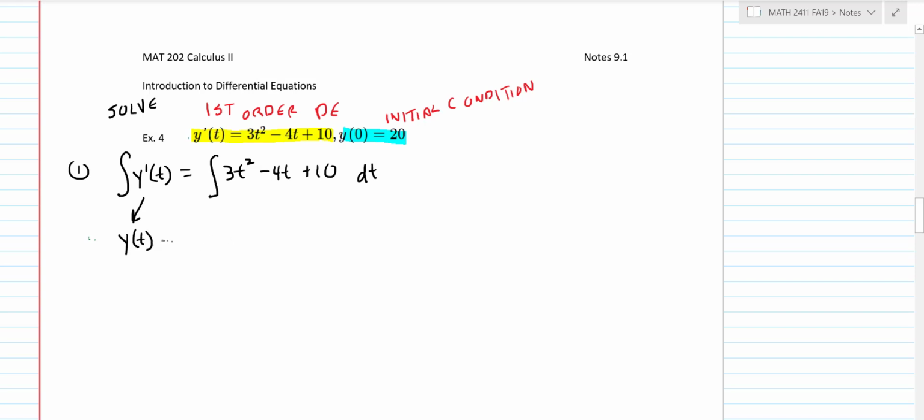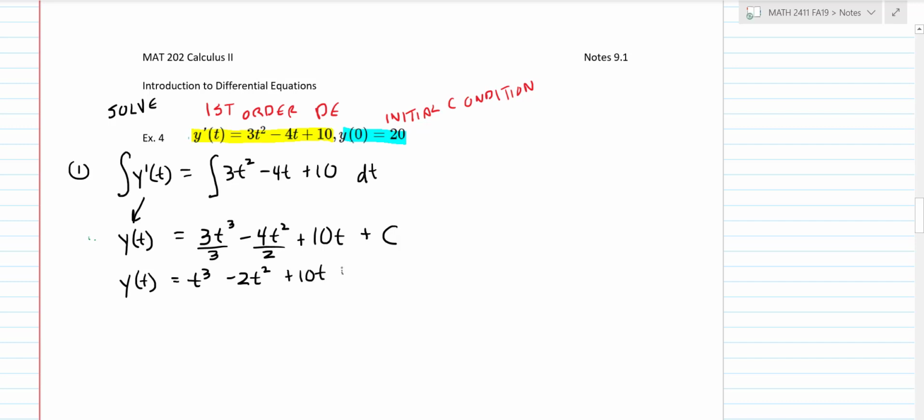Now the way I'm going to do this is just leave that like that. And then here I'm going to go through and just do this integral. It's a real simple integral. So that's 3t to the third over 3 minus 4t to the second over 2 plus 10t, and then you got to put your constant c in there. So what we would get is y of t is equal to t to the third minus 2t to the second plus 10t plus c.